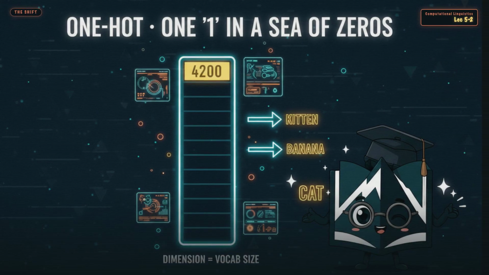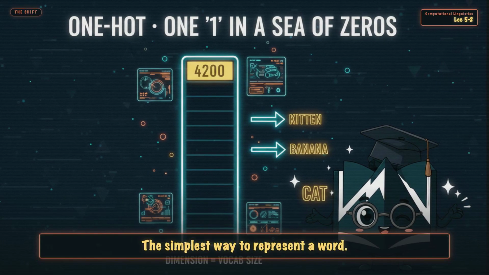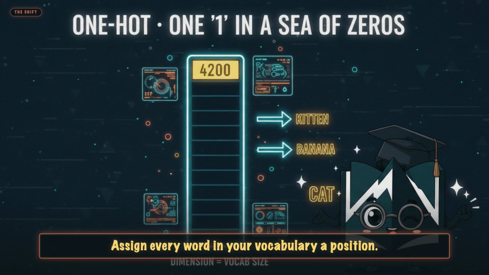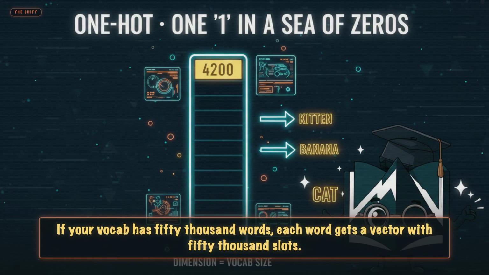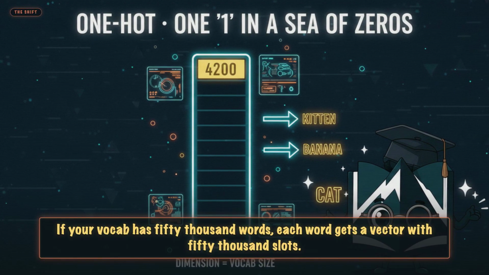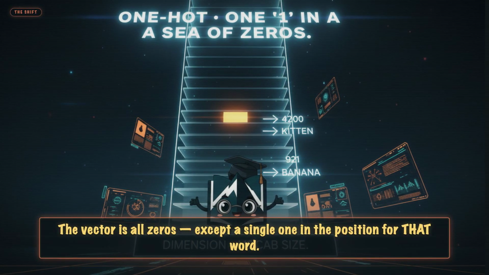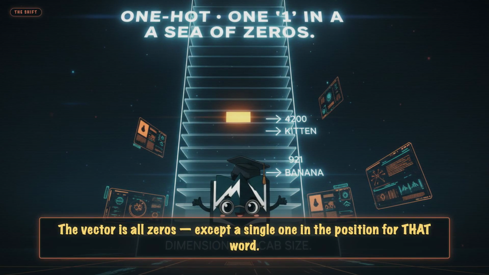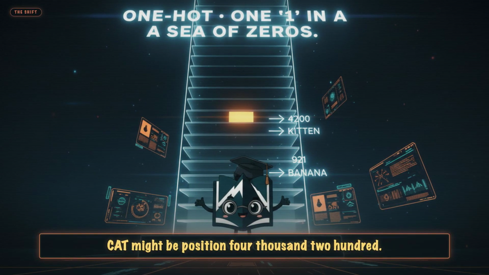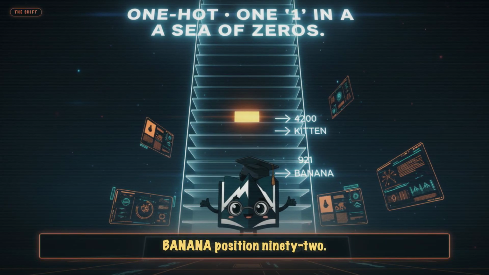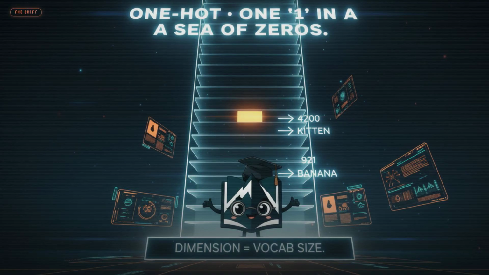Beat 1. One-hot encoding. The simplest way to represent a word. Assign every word in your vocabulary a position. If your vocab has 50,000 words, each word gets a vector with 50,000 slots. The vector is all zeros, except a single one in the position for that word. Cat might be position 4200, kitten position 4201, banana position 92.